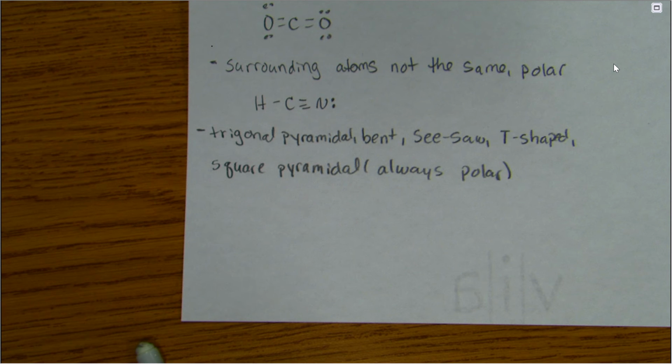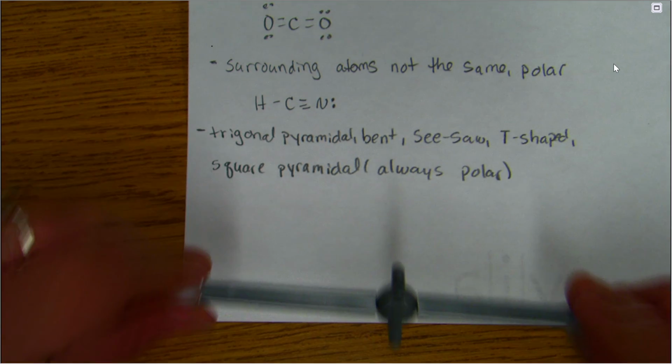If you are told lone pairs, in some classes we teach, like a lower level chemistry, we teach that lone pairs make something polar. That is a lie. I don't ever want to hear that. Never tell me that lone pairs make something polar.